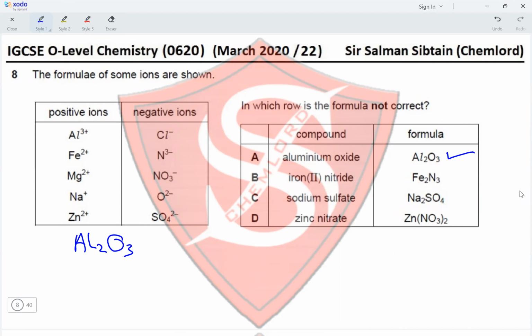Iron 2 has a charge of +2 and nitride has a charge of -3. So Fe3N2 would be iron nitride. This is also correct. Then we have sodium sulfate. Sulfate has a charge of -2. Sodium has a charge of +1. So this would be Na2SO4, which is also correct.